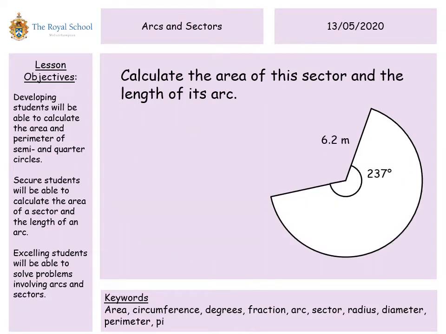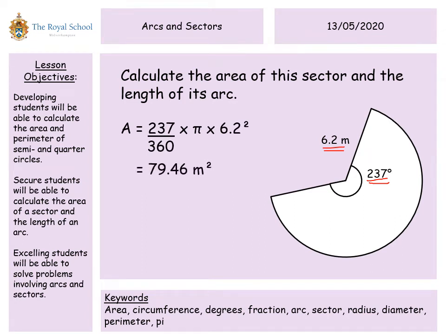So how about this sector here then? We want the area of it and the length of its arc again. So identify the fraction of the circle we've got. Here we've got 237 degrees out of the 360, so that's the fraction that we can use: 237 360ths. We have a radius here of 6.2 metres. So pi r squared for our area, pi times 6.2 squared is our normal circle area, and times it by 237 360ths. That then gives us an answer of 79.46 metres squared.